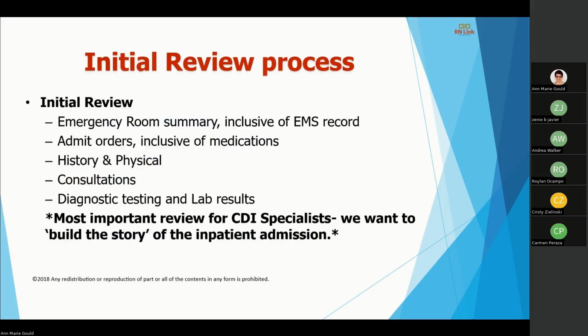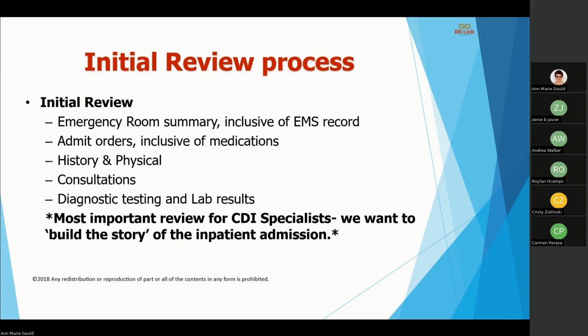So let's go through the initial review process. With your initial review, you look at the emergency room summary, if they came through the ER, inclusive of if they were brought in by EMS, paramedic squad. You're going to look at all your admit orders, inclusive of all your medications that were ordered, and of course the H&P and any consults that were called in for that patient, as well as the diagnostic testing and lab results.